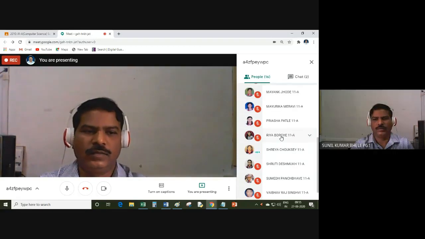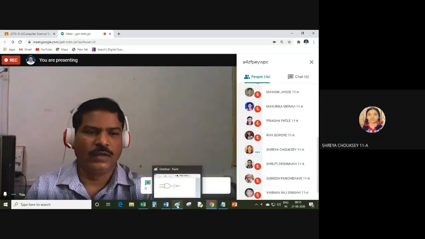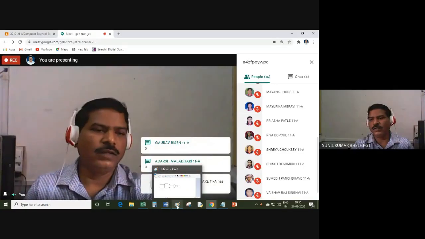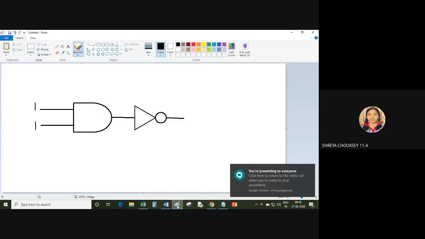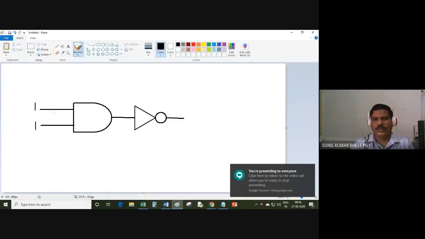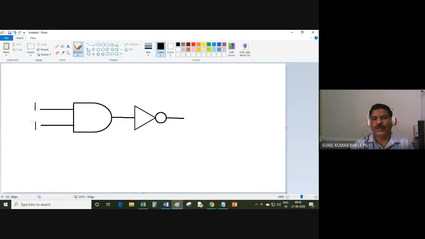Sir, I don't know. The inputs are 1 and 1. If all the inputs of an AND gate are high, then the output of this AND gate is high. So the output of this AND is 1. And you know that this is a NOT gate. Now can you tell me what is the output, Shreya?